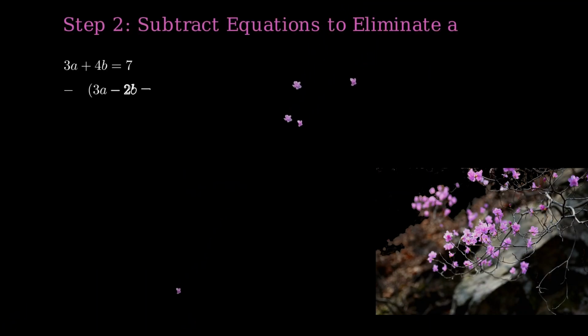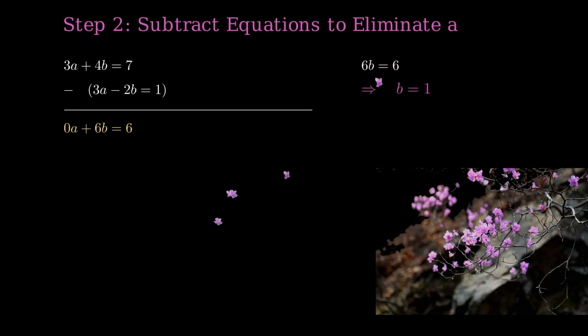Step 2. Notice that the coefficient of a is 3 in both equations. We can eliminate a by subtracting the second equation from the first. 3a - 3a is 0. For b minus negative 2b becomes 6b. And 7 - 1 equals 6. Dividing both sides by 6, we get b = 1.